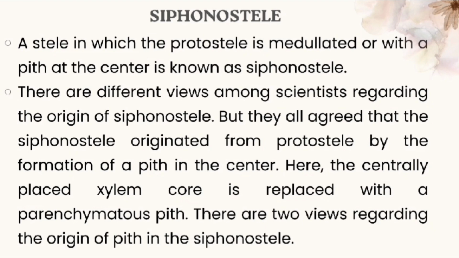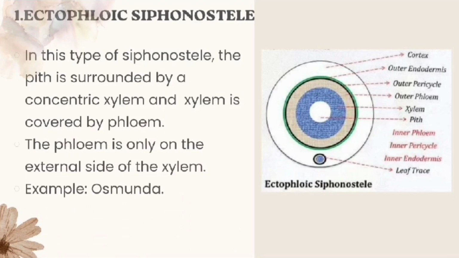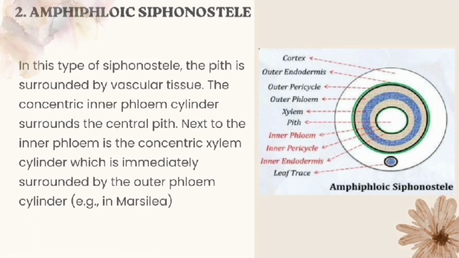In this, there are two types of siphonostele: ectophloic and amphiphloic. First, ectophloic. In this ectophloic siphonostele, pith is present in the center and that is surrounded by xylem. Then xylem is surrounded by phloem on the external side. Example, Osmunda. Amphiphloic siphonostele. In this, pith will be present in the center. Then xylem is covered internally and externally by phloem, that is amphiphloic siphonostele.